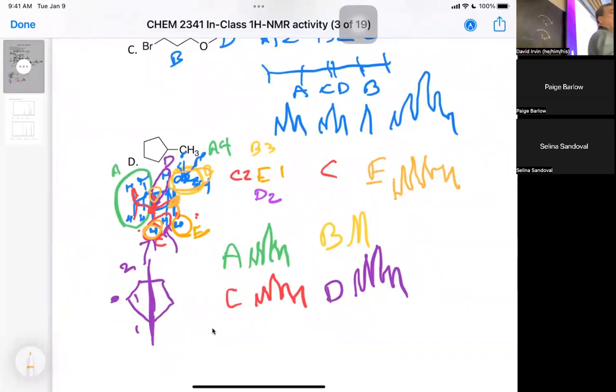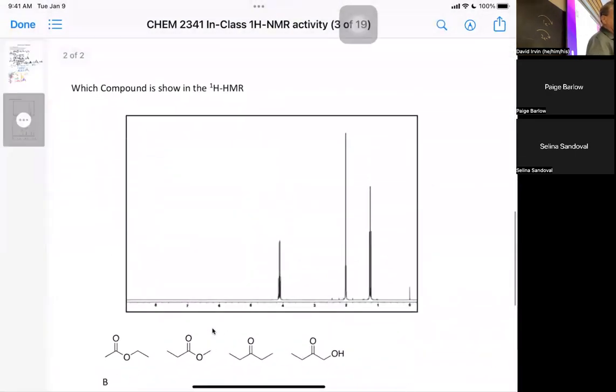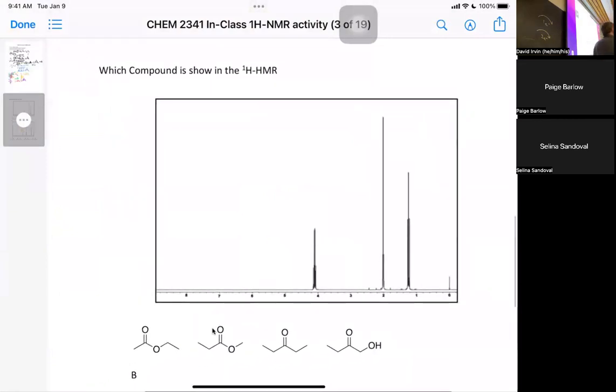All right. So now let's go to the back of the page here and let's apply this. Let's go to the back page. Just looking at this right here, you can ask yourself those exact same 4 questions and even get one of them wrong and still get the correct answer.